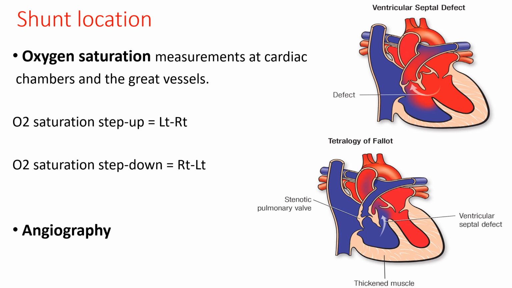So we suspect in that case that there is a VSD shunting left to right. An example of oxygen saturation step down is if we found low oxygen saturation in the left ventricle, while the left atrial saturation was normal. So we measured left atrial saturation, it was normal, but we found that the oxygen saturation in the left ventricle dropped. So in that case, that means that there is desaturated blood coming from the right ventricle to the left ventricle through a VSD, and there is a right to left shunt.